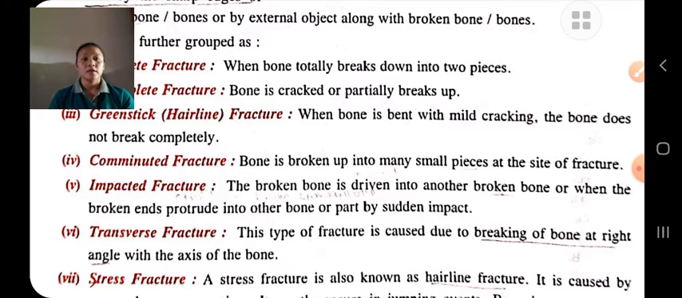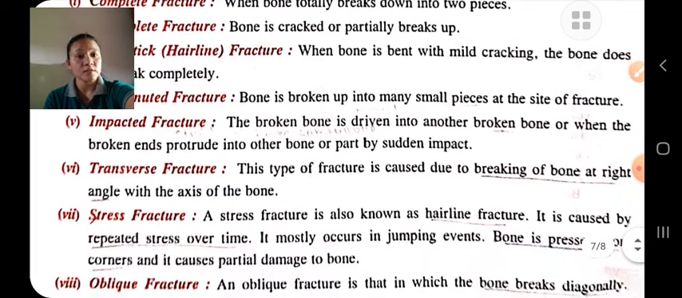Transverse fractures: the breaking of bones at right angles with the axis of the bones. The fracture lines run horizontally due to a direct blow, when the fracture is from one side to another, and the bones break at right angles.